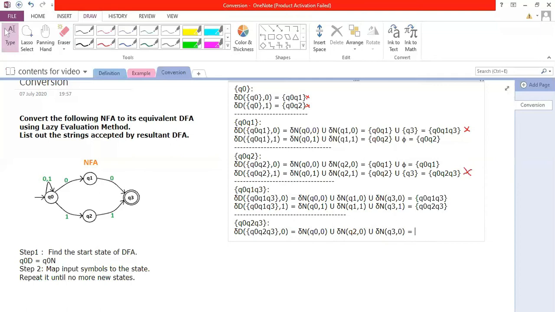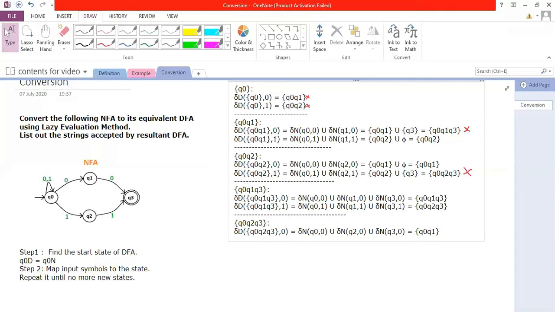I think it is clear. So I write the answer directly. I'm not showing the steps there. Anyhow, we have seen those steps here. I am skipping this part to make you understand more clearly, or I can say to write it faster, nothing else. So q0 with 0 as specified there is q0 q1, q2 with 0 is not there, q3 with 0 is also not there. So it is q0 q1.